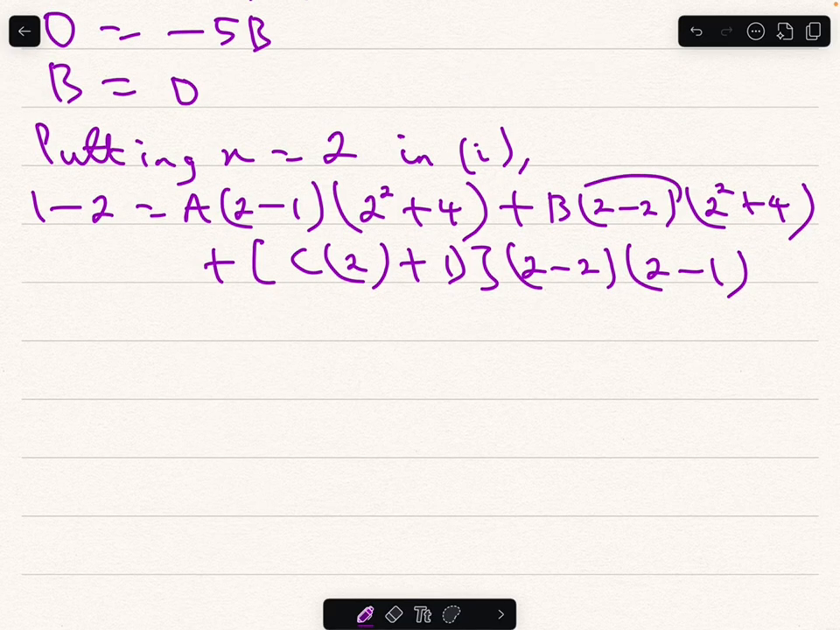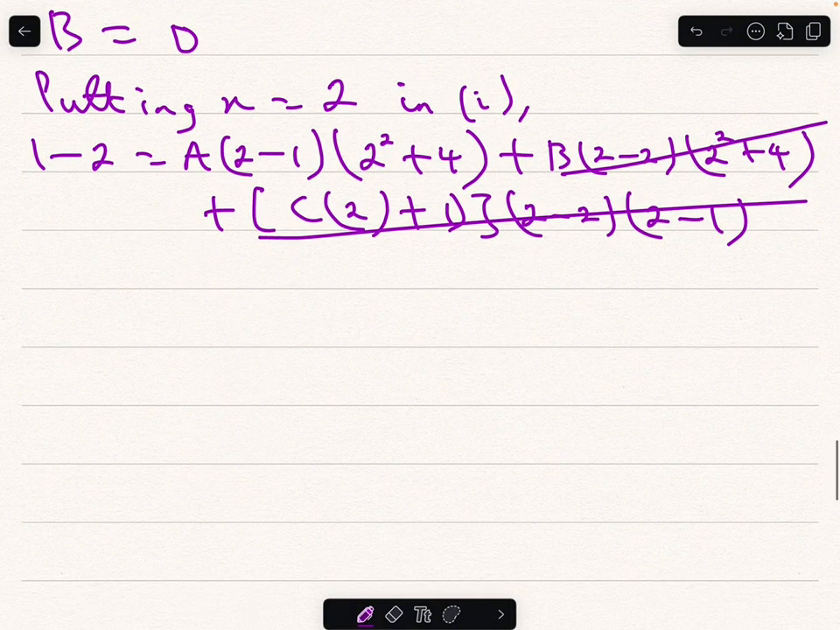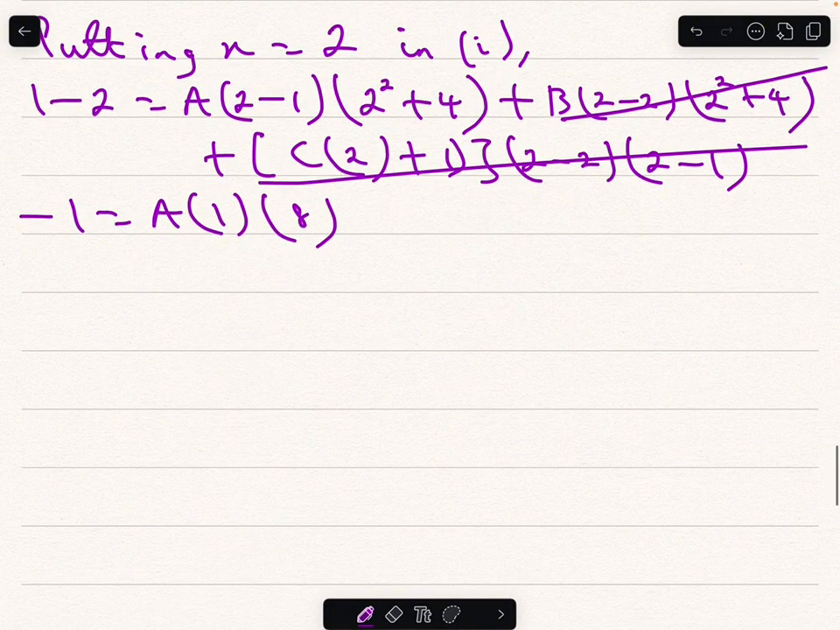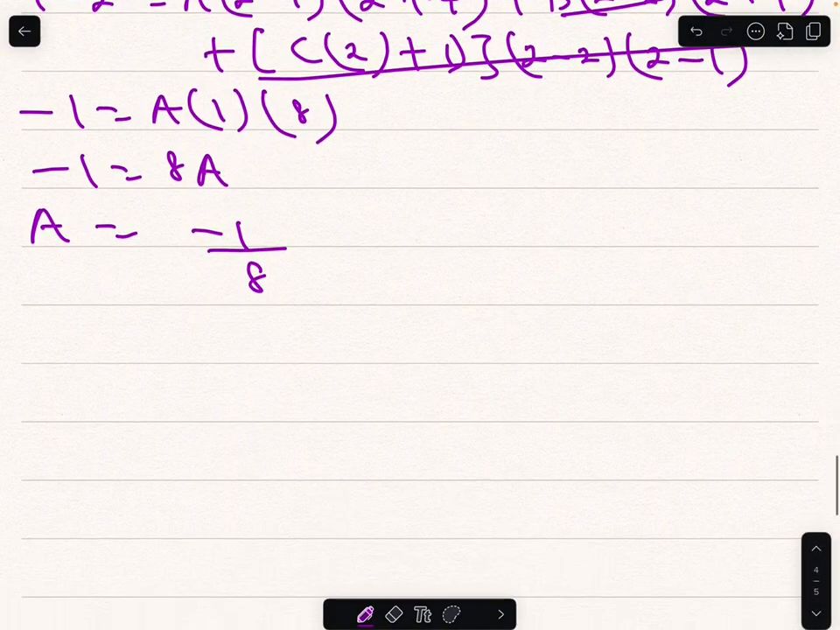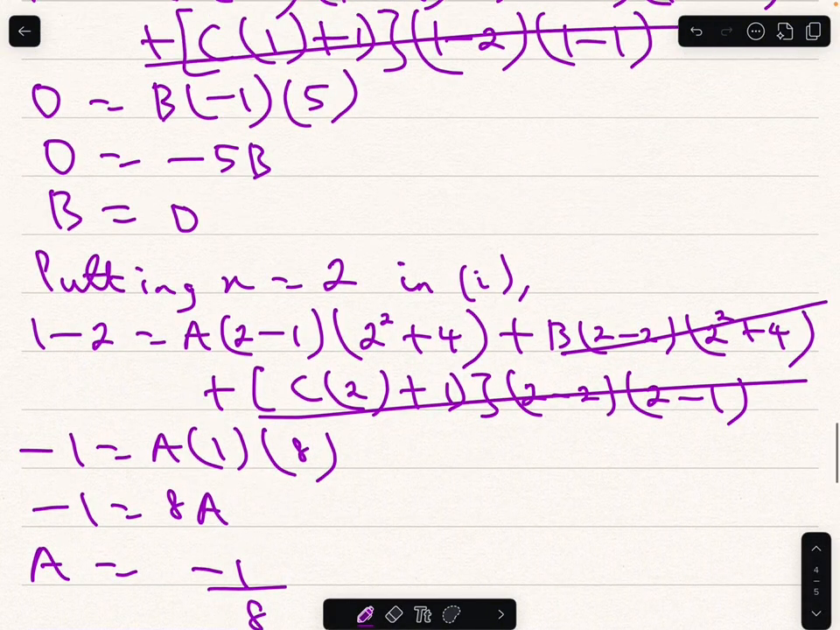So here 2 minus 2 is 0, that means the whole of this will be 0. 2 minus 2 is 0, that means the whole of this will be 0. And we'll be left with minus 1 equals 2 minus 1 is 1. 2 squared is 4 plus 4, 8. So that's a into bracket 1. A times 1 times 8, and that means minus 1 equals 8a, which simply means a equals minus 1 over 8. Now we have found a and b.